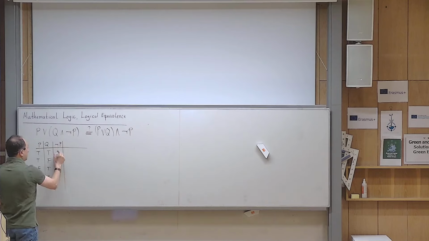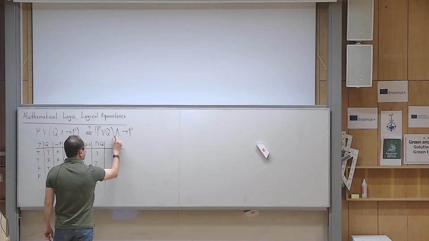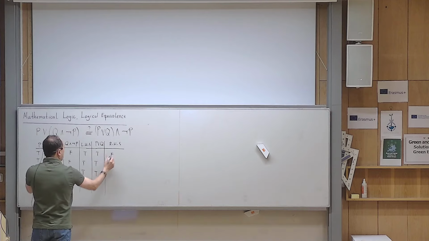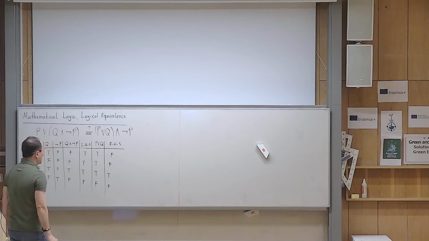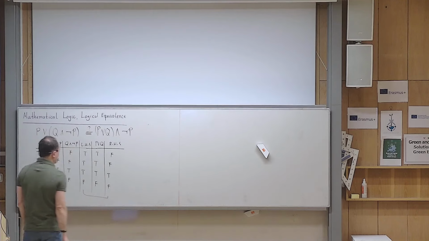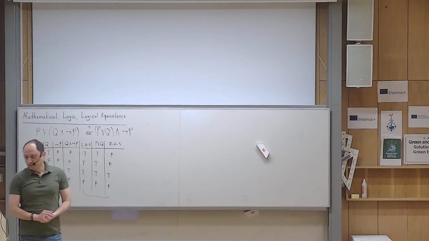And for the right-hand side, I need P or Q. So P or Q is T, this is T, this is T, this is F. And then finally, the right-hand side is the AND between this column and that column. So this becomes F, F, T, and F. Then I compare the right-hand side with the left-hand side. Are they equivalent? Clearly not, because here, for example, we have a T, but here we have an F. So they are not identical, so they are not logically equivalent. Okay, that is not hard.